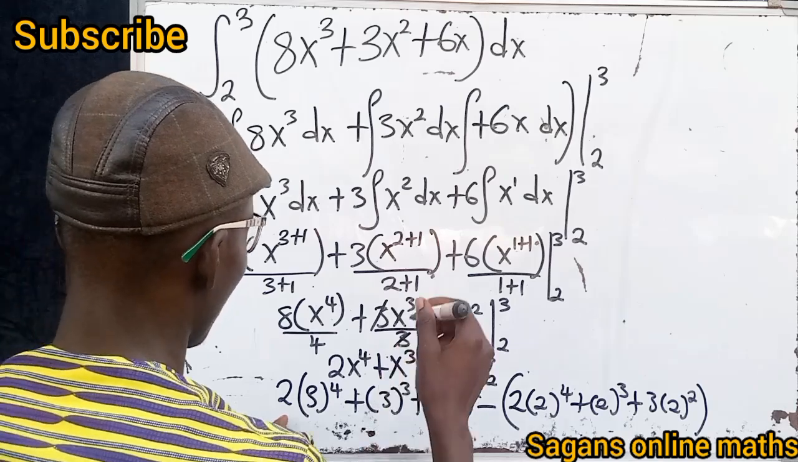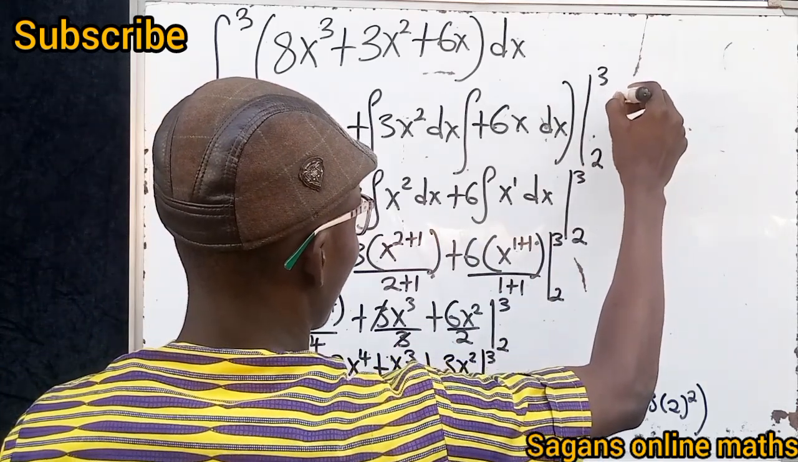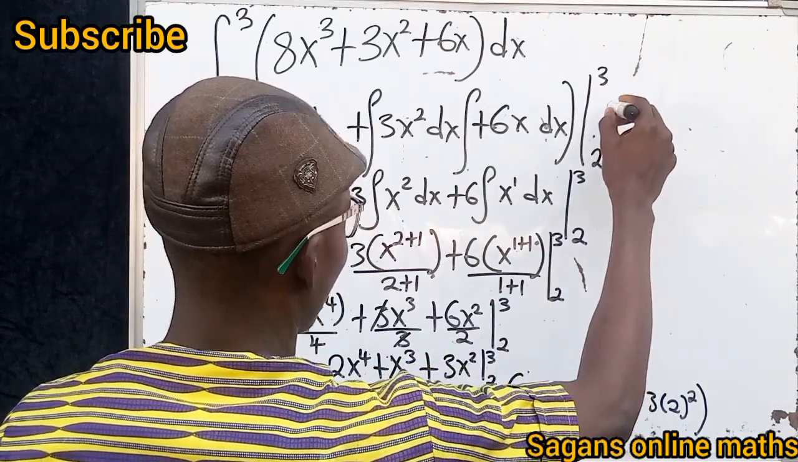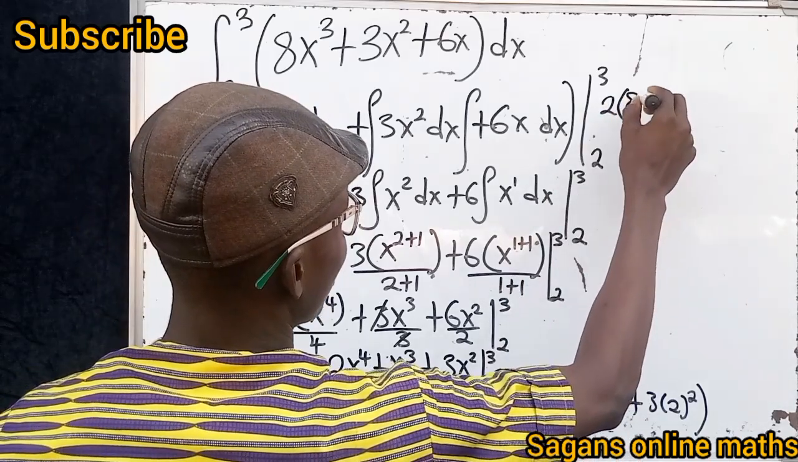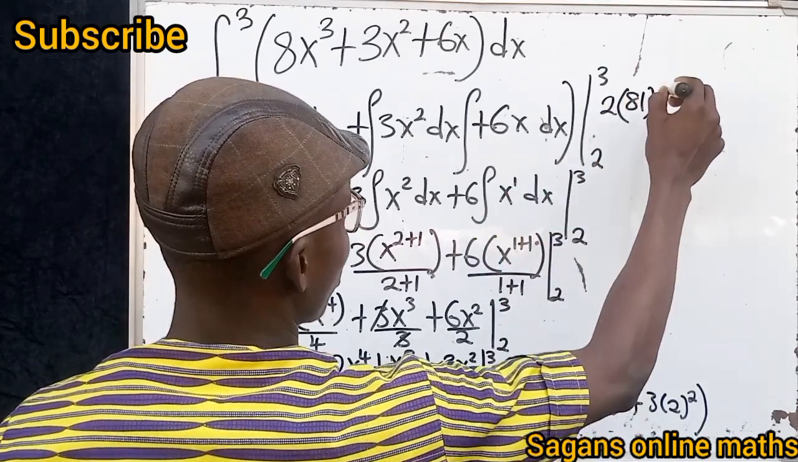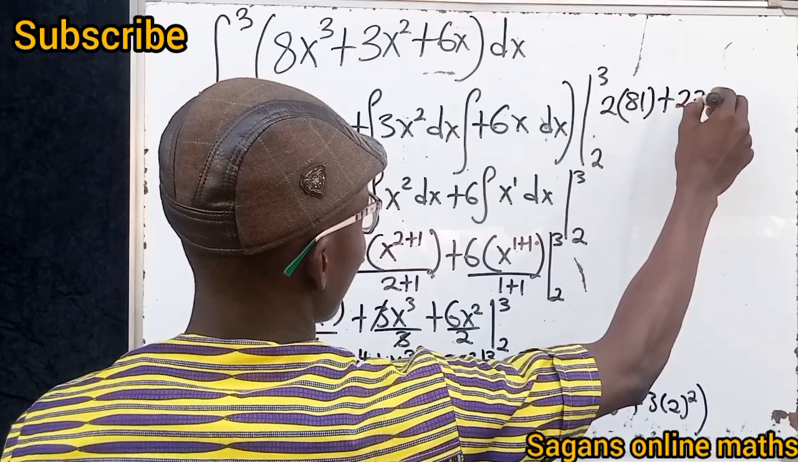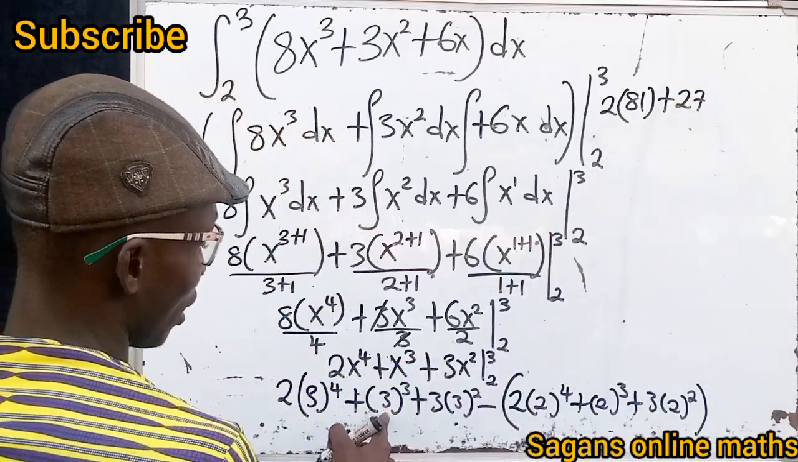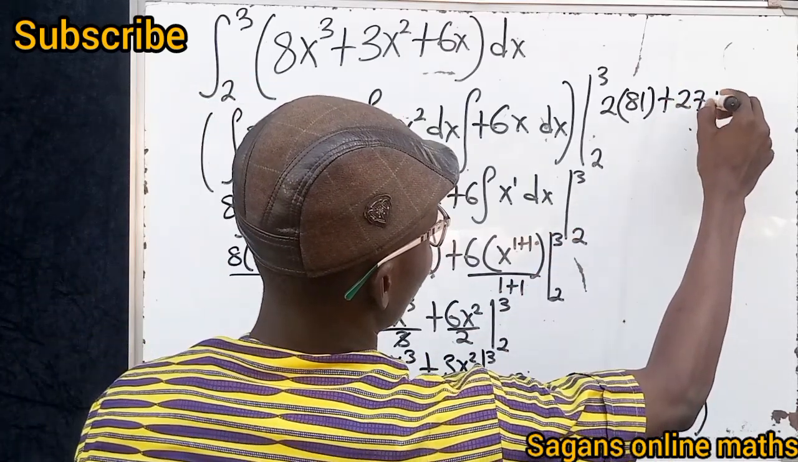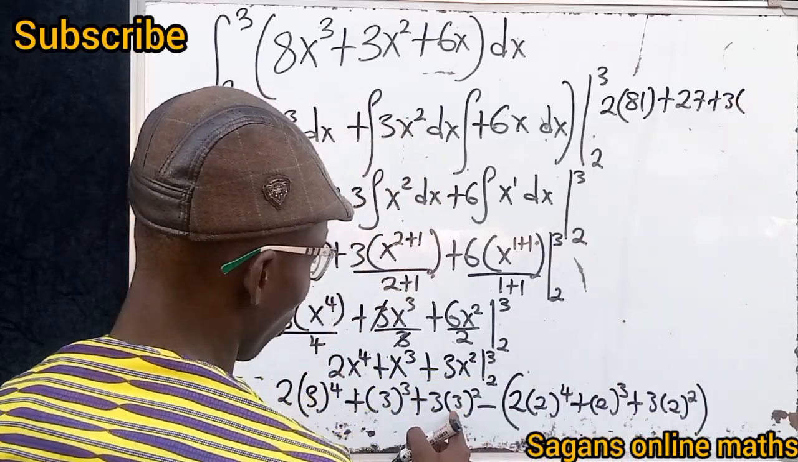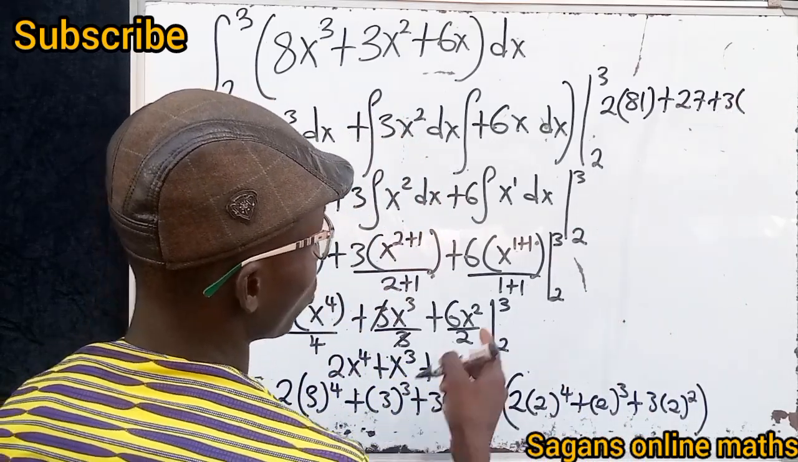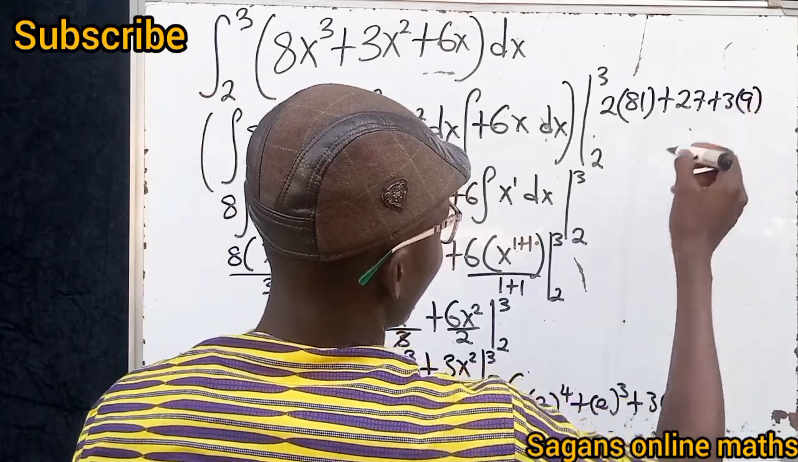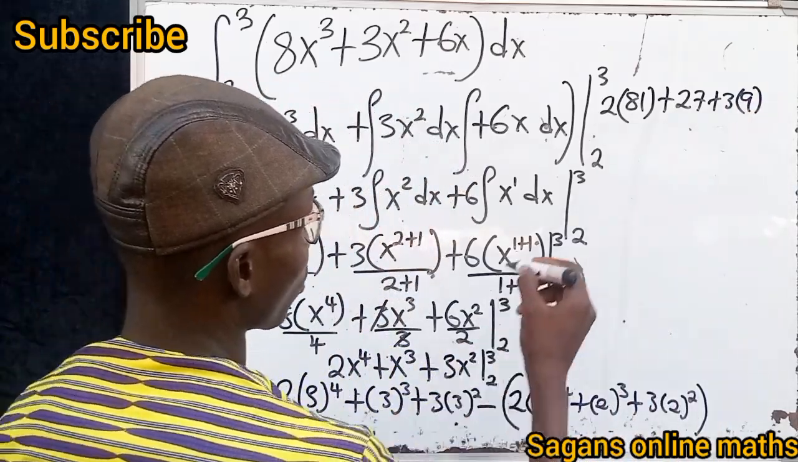So this now becomes 2 times 81, then plus 3 to the power of 3, which gives us 27. Now plus 3 times 3 to the power of 2, and 3 to the power of 2 gives us 9. So you are having 9 here. Now remember our subtraction sign is here.